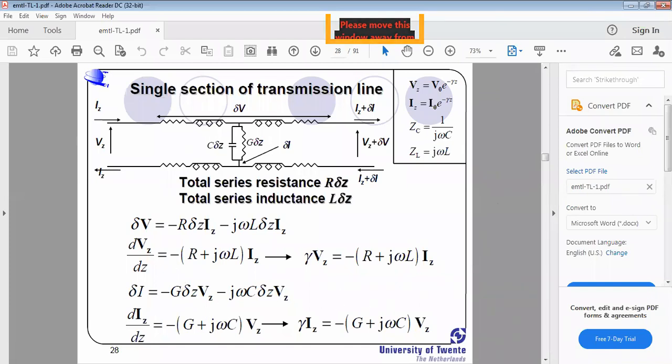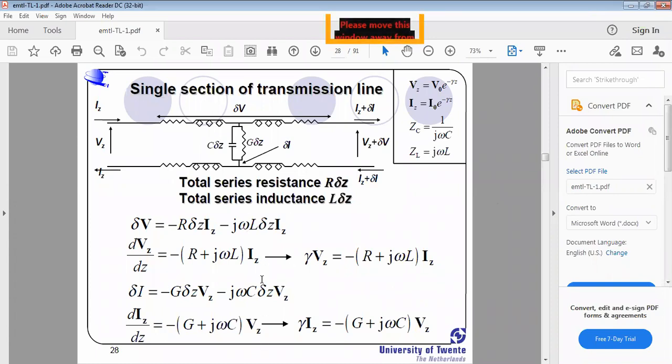Similarly, by simplifying this expression and when we consider its exponential form, gamma into Iz equal to minus of (G plus j omega C) into Vz.